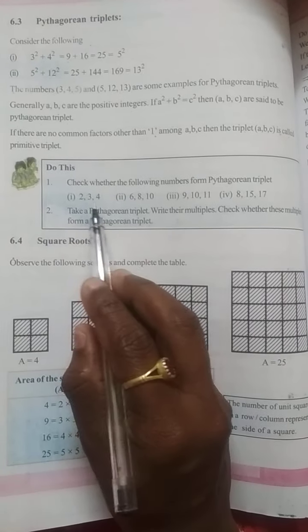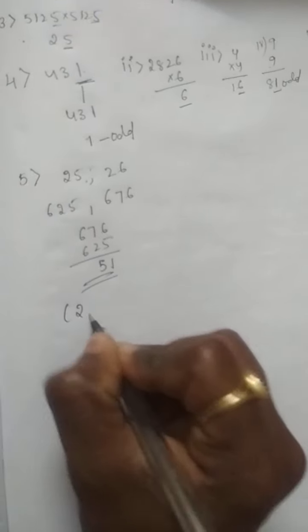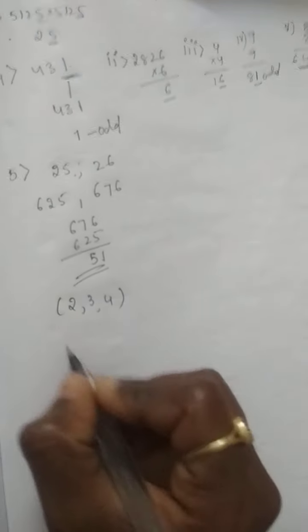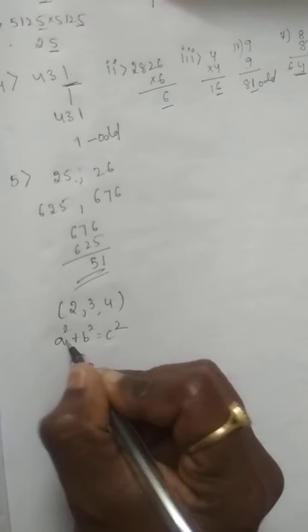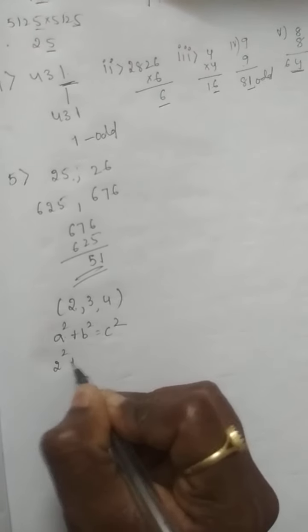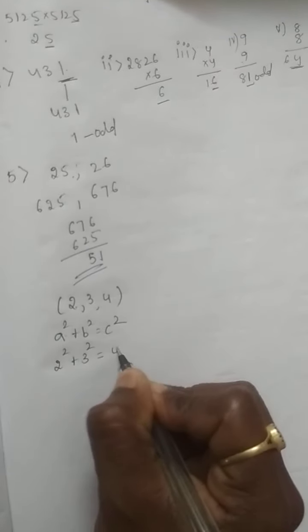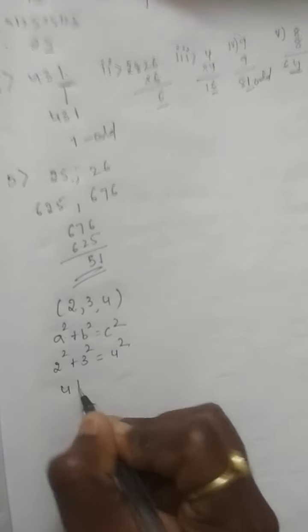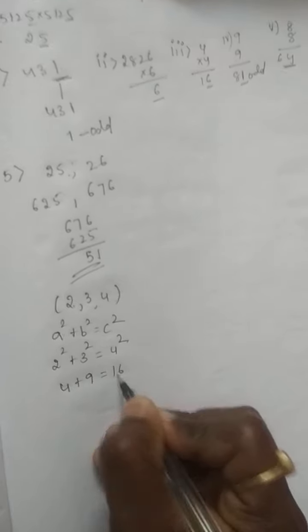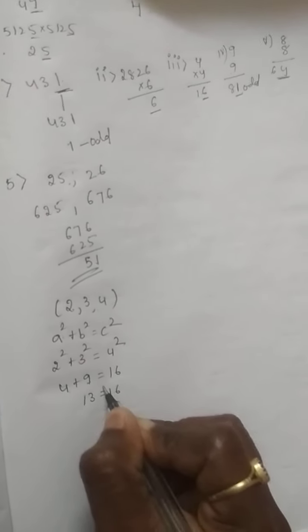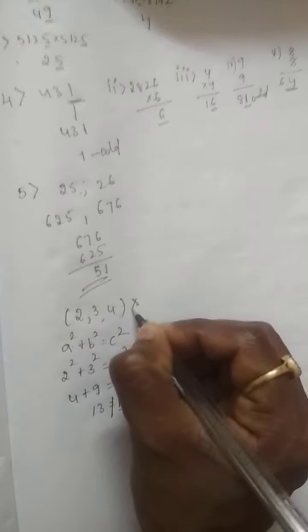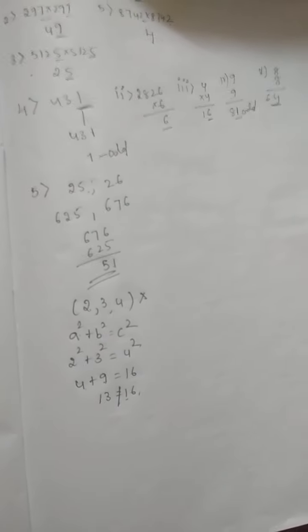We'll check this for 2, 3 and 4. A square plus B square is equal to C square. A is 2 square, B is 3 square. 4 plus 9 is equal to 13, and C square is 16. 13 is not equal to 16. Therefore, this is not a Pythagorean triplet.